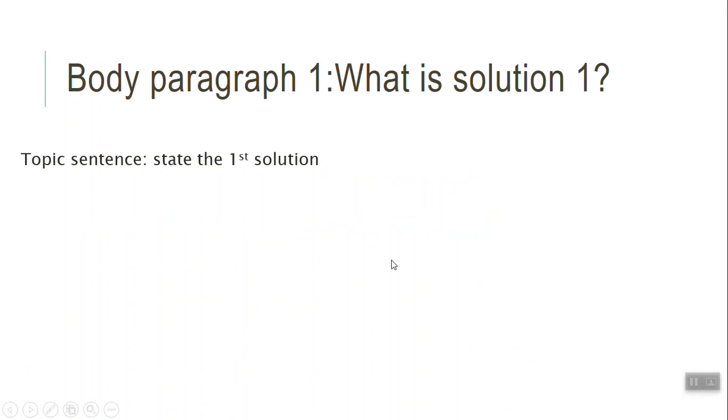So, as with any other body paragraph, we start with a topic sentence in which we say which treatment we're going to discuss. So, if you're discussing medication, then medication is going to be the first sentence. You need to mention that medication is considered a treatment of the disease. After that, you need to explain how it works.